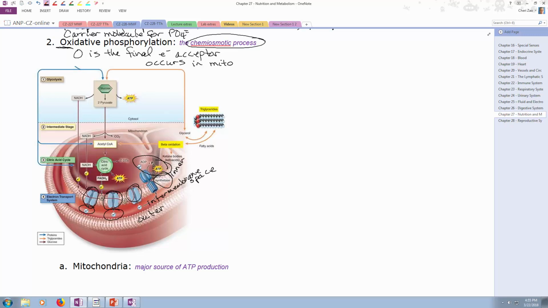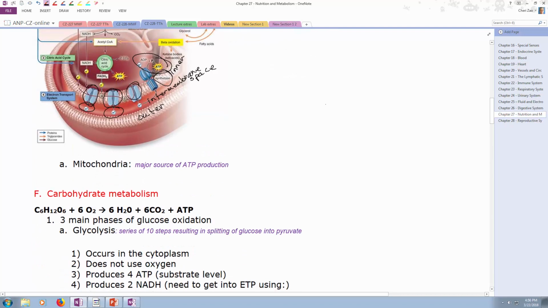So we are going to couple ATP formation with proton movement. Most of our ATP is made this way. Right down here, major source of ATP production.